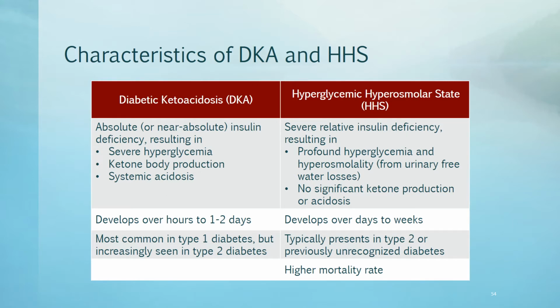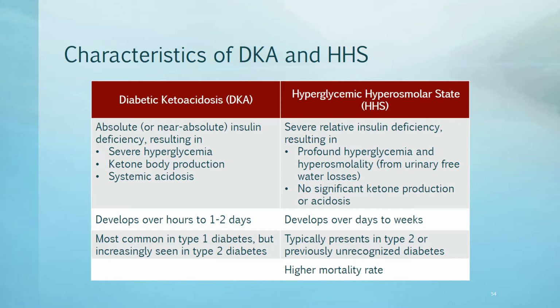This is another one comparing both side by side. They're going to have severe hyperglycemia, but your HHS is profound. DKA has ketones and acidosis; HHS has no ketones and no acidosis. DKA is going to develop over a few hours. HHS develops over days and weeks.